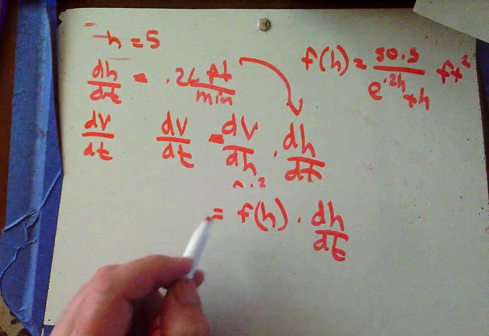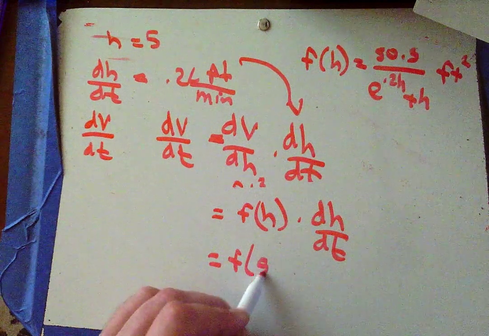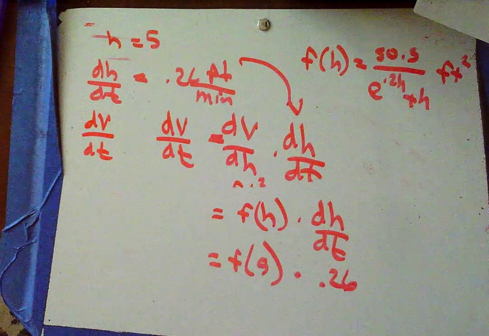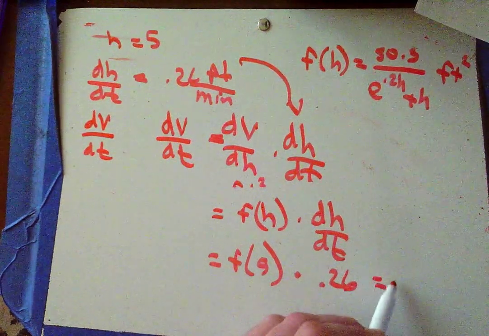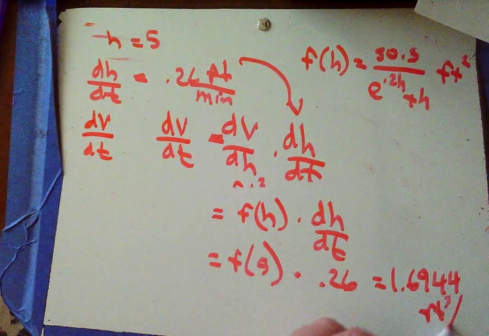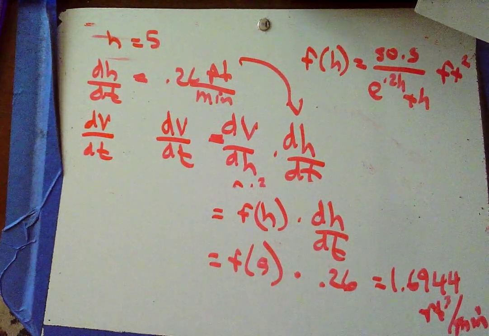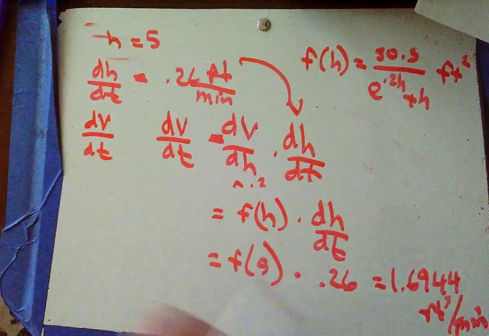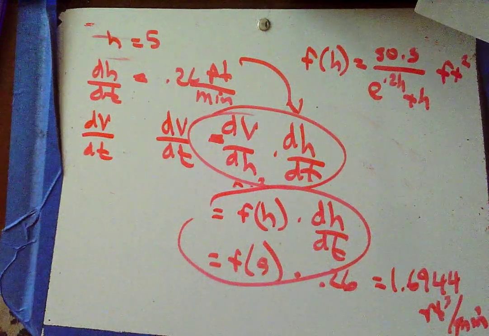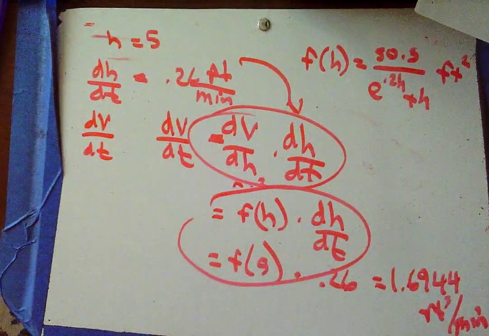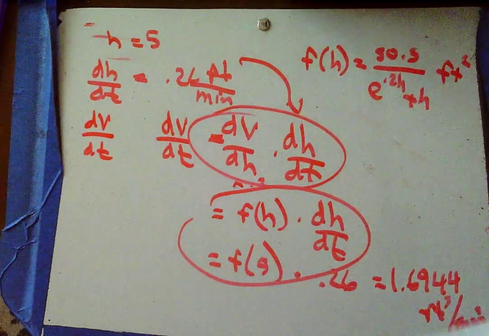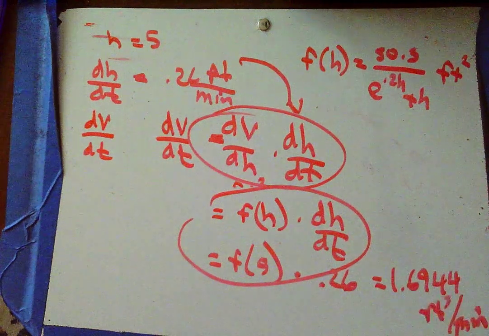Now, this is when h equals 5, so I want f of 5 times 0.26. F of 5 times 0.26, and I get 1.6944 cubic feet. And I'm sorry, these were minutes, not seconds. All right, that's some thinking going on there. Not a lot of kids in America got that one correct in 2017. I'll tell you that.